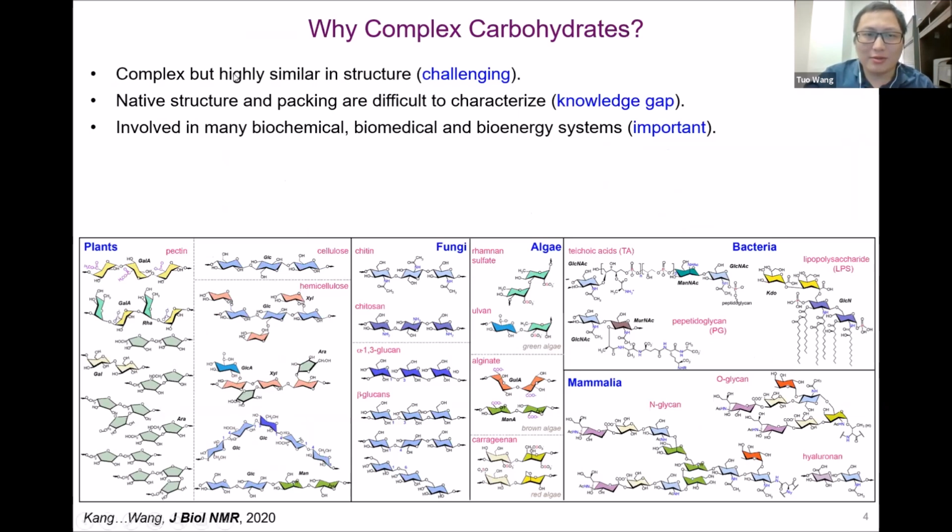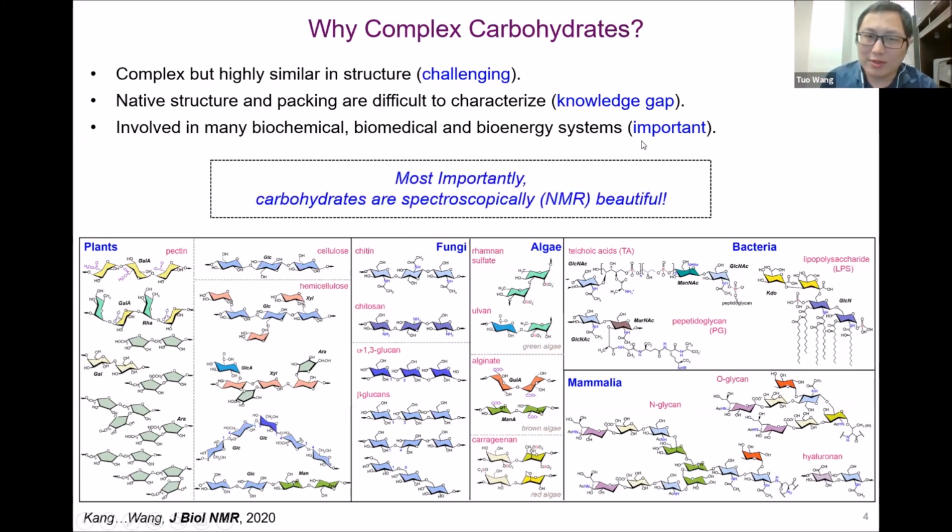For example, the systems are highly complex but similar in structure, as you can see from the representative carbohydrates in plants, in fungi, in algae, in bacteria, and in mammalian cells. It's a very challenging system to study. There's naturally a technical bottleneck because they are difficult to characterize in their cellular environment, and this also results in a knowledge gap. At the same time, those molecules are involved in many biochemical, biomedical and bioenergy systems. For example, they're important for cellular recognition and they're important storage molecules. So they are intrinsically important.